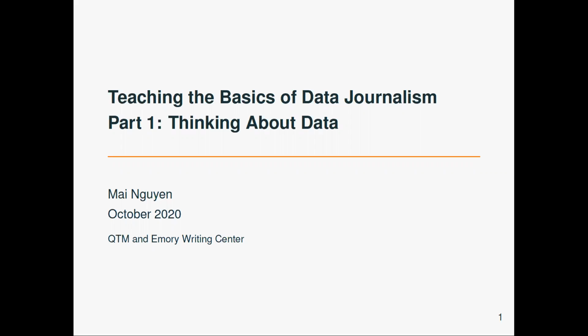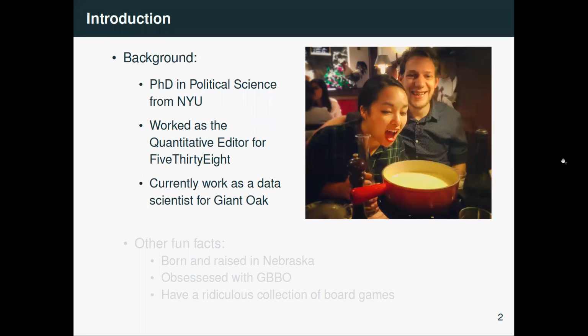A brief introduction about me. I'm affiliated with the Department of Quantitative Theory and Methods, as well as the Emory Writing Center, where I hold seminars on technical writing and data analysis. I received my PhD from New York University in political science with a specialization in quantitative methodologies as well as comparative politics. Prior to coming to Emory, I worked as the quantitative editor at FiveThirtyEight, which is a data journalism website that specializes in politics and sports, and they're especially known for their election predictions.